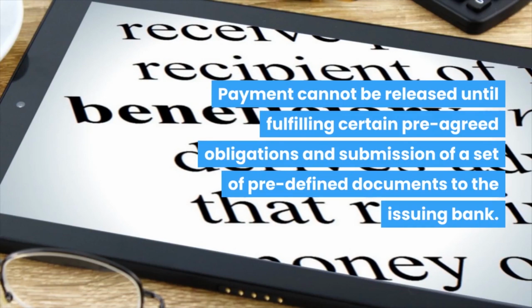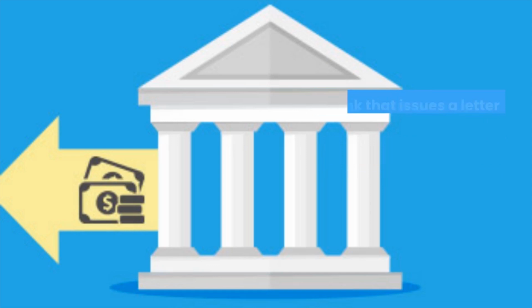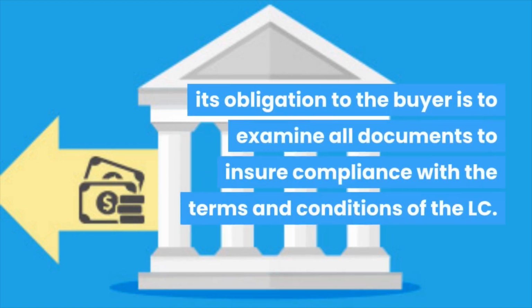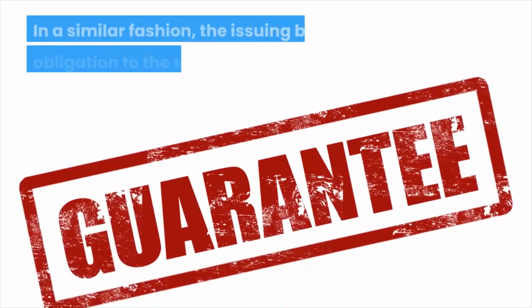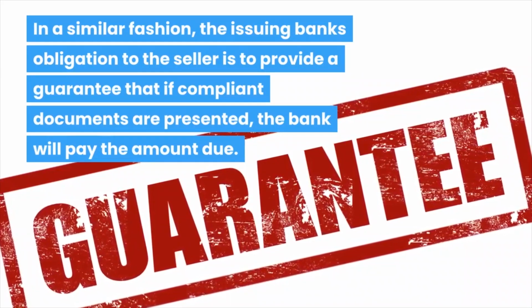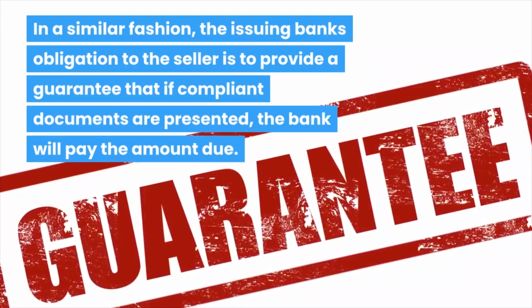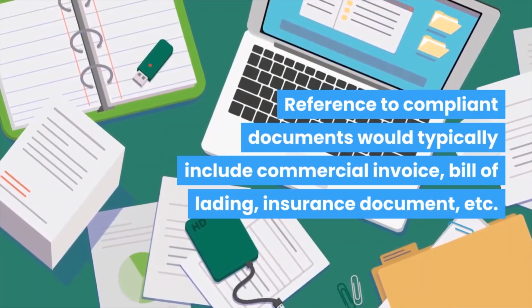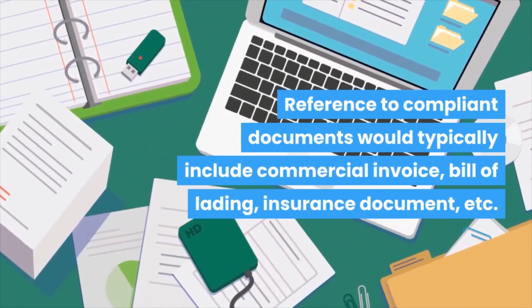3. Issuing bank. The issuing bank is the bank that issues a letter of credit at the request of an applicant. The issuing bank is not liable for the performance of the underlying contract between the applicant and beneficiary, as its obligation to the buyer is to examine all documents to ensure compliance with the terms and conditions of the LC. In a similar fashion, the issuing bank's obligation to the seller is to provide a guarantee that if compliant documents are presented, the bank will pay the amount due. Compliant documents would typically include a commercial invoice, bill of lading, insurance document, etc.